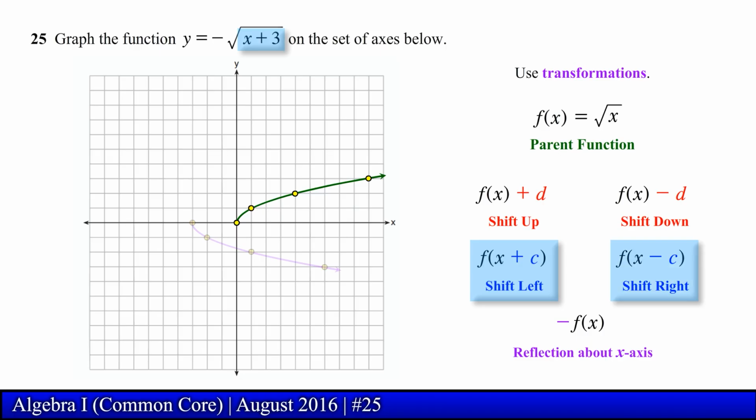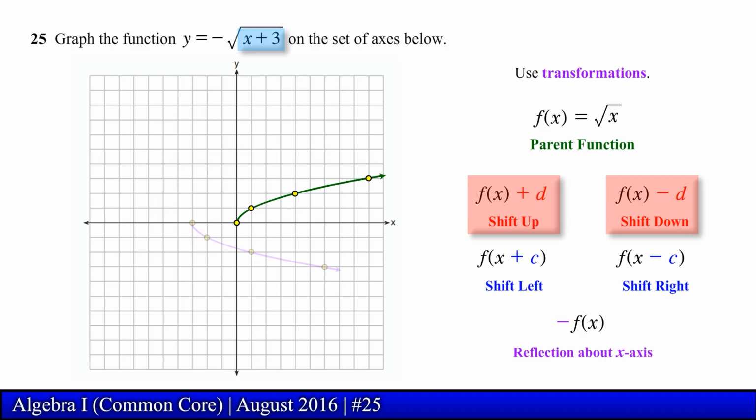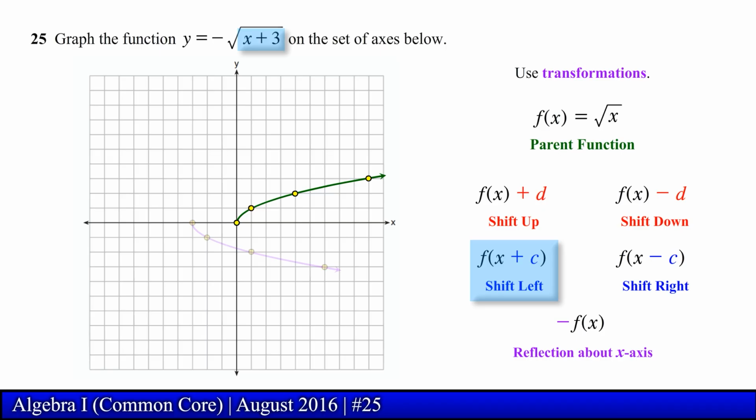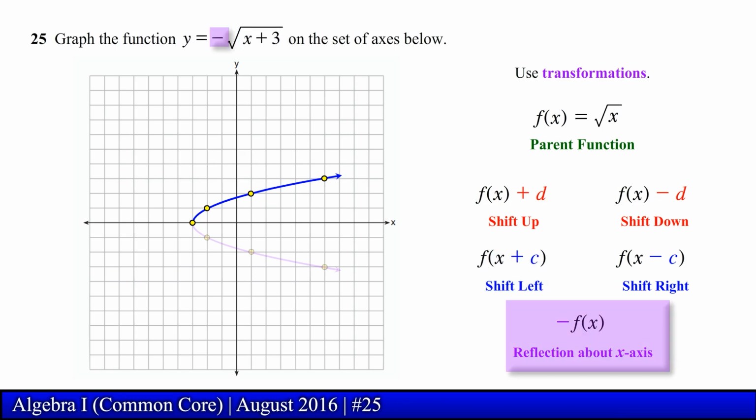Remember, transformations inside the argument of a function behave in the opposite way when compared to transformations that are applied outside of the argument. So we take every single point of the parent function and shift them to the left 3 units. Doing that, we obtain the following graph. The last step is to apply the transformation associated with a negative sign. This transformation will flip the graph about the x-axis. This transformation works by multiplying each y-coordinate of the function by negative 1. Doing that, we obtain the following graph.